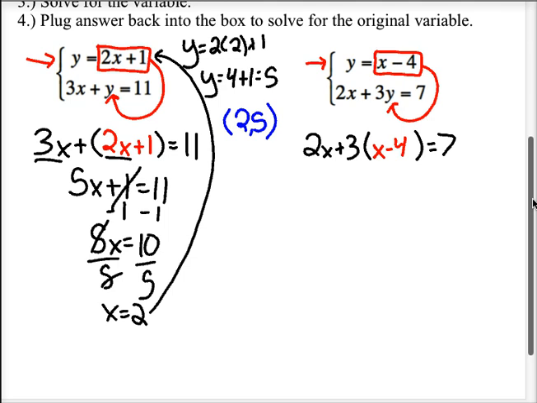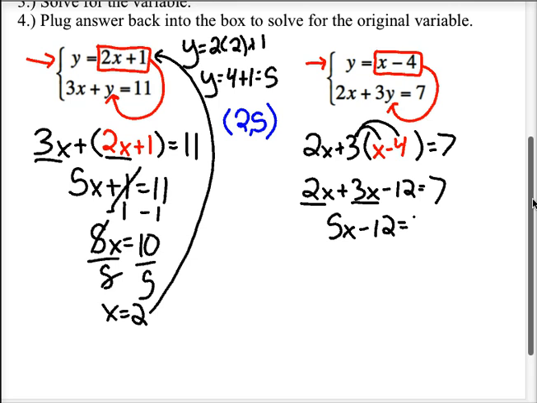So to solve this, now I'm going to distribute that 3. So I get 3x minus 12. I'm going to combine my like terms, and add the 12 over. And now divide by 5.